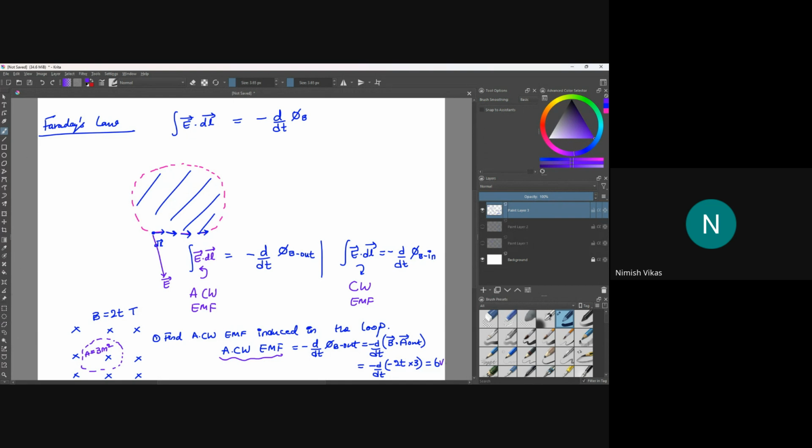That's all, guys. If you're trying to find out clockwise EMF, that will be minus d by dt of phi b inwards. And if you do that, you're going to get minus 6 volt. So simple. Any questions in Faraday's law and its application? Please let me know. No, sir.